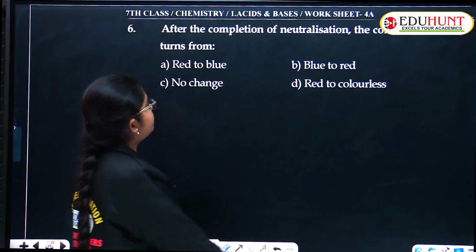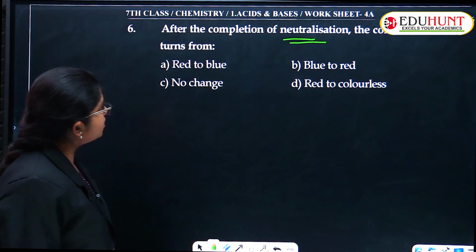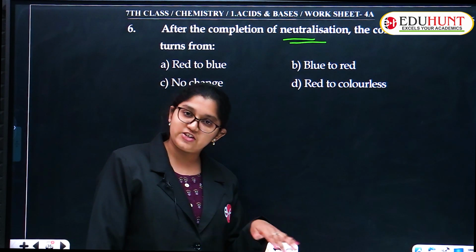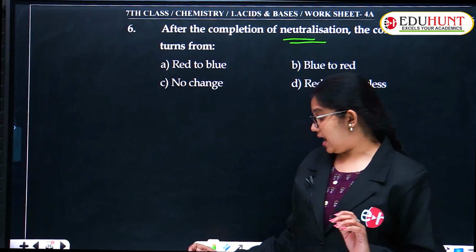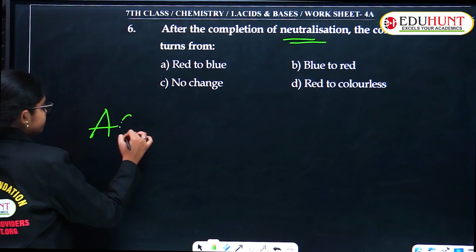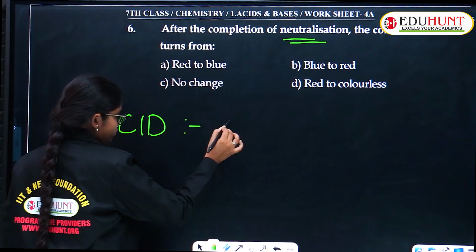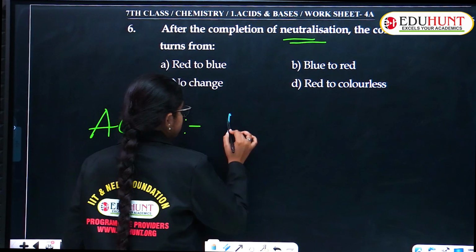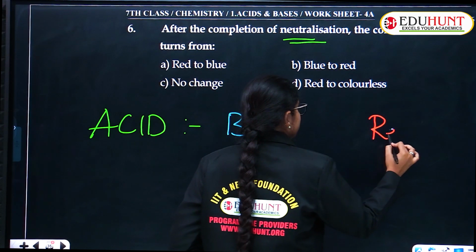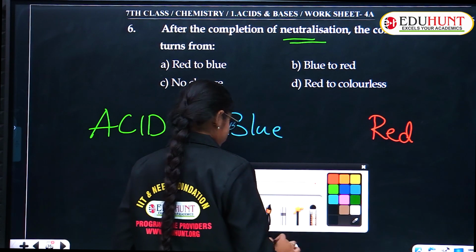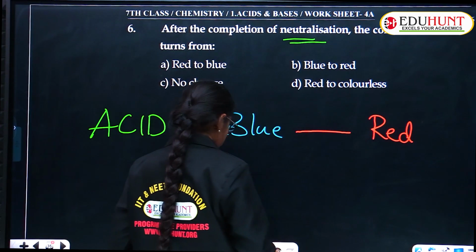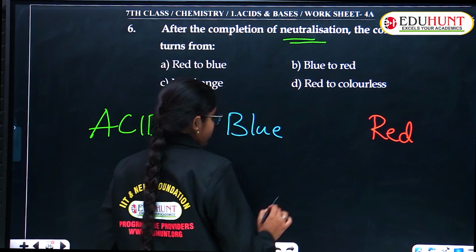After the completion of neutralization, the color of litmus turns. Children, a neutral solution doesn't give any change in the color. If it is an acid, I'll write it for you. If it is an acid, it changes blue litmus paper to red color. Yes or no? Yes, it changes from blue to red.